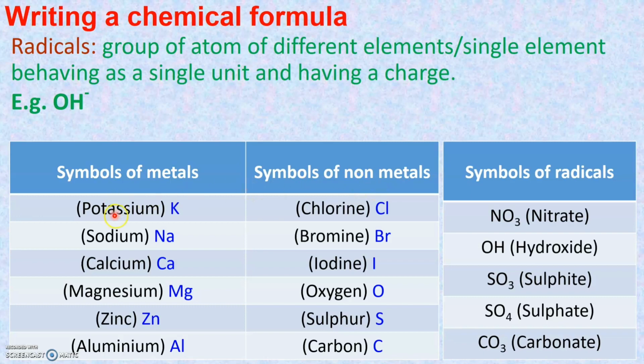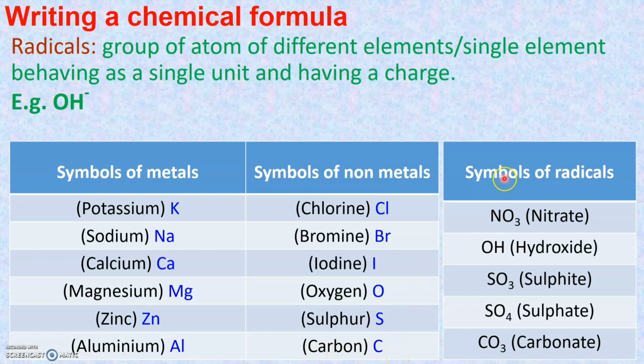Symbol for the metal potassium is K, sodium Na. For the element calcium, the symbol is Ca. For the element magnesium, symbol is Mg. For zinc, Zn. Aluminium, Al. For the non-metals like chlorine, the symbol is Cl. For the element bromine, Br. For the non-metal iodine, I. Oxygen with the symbol O. Sulfur with the symbol S. And carbon with the symbol C.